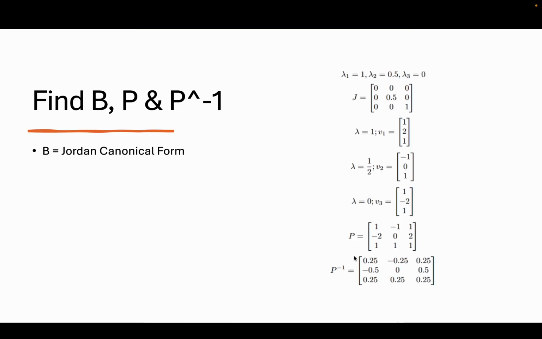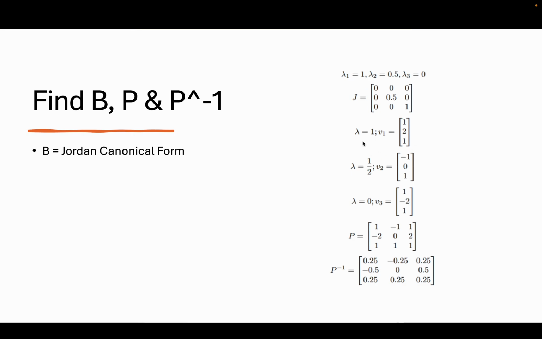So how do we find this B matrix? Well, we can just use the Jordan canonical form of the matrix. In this case, and for all Markov chains, there's going to be an eigenvalue of 1. In this case, you're also going to have an eigenvalue of 0.5 and an eigenvalue of 0. You get this diagonal matrix.